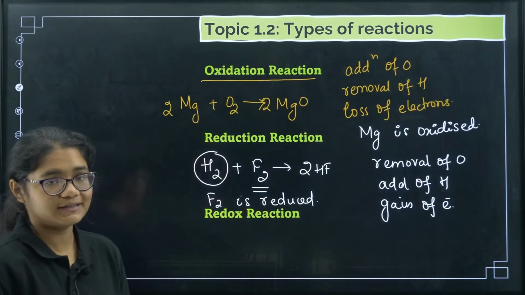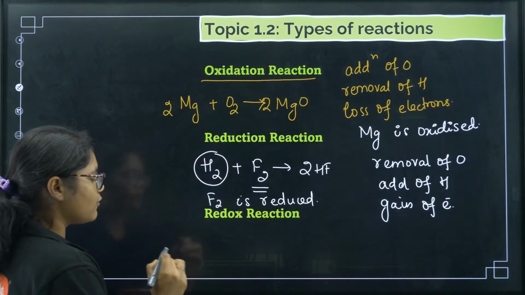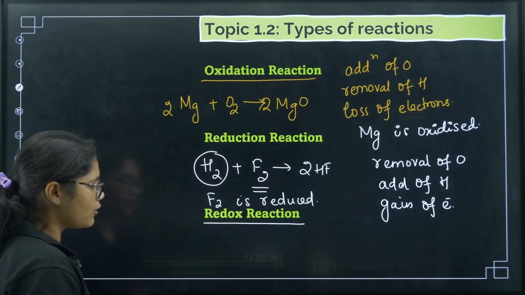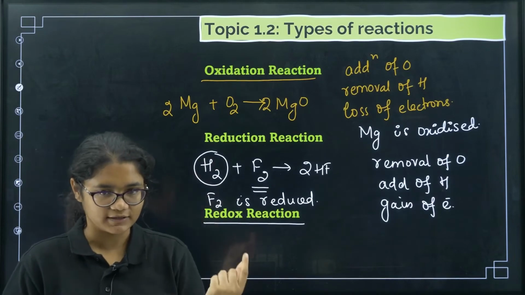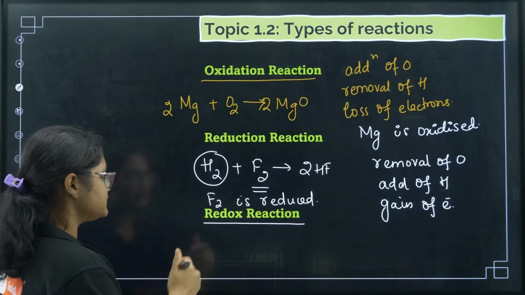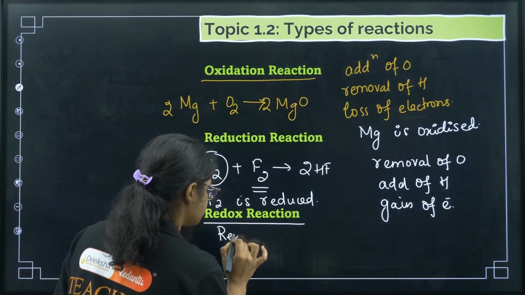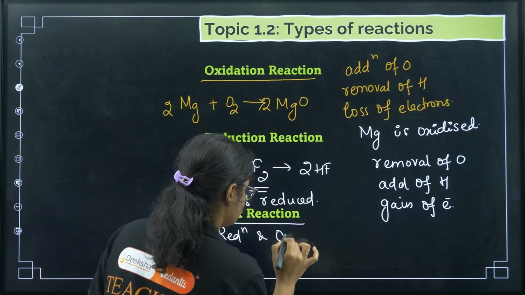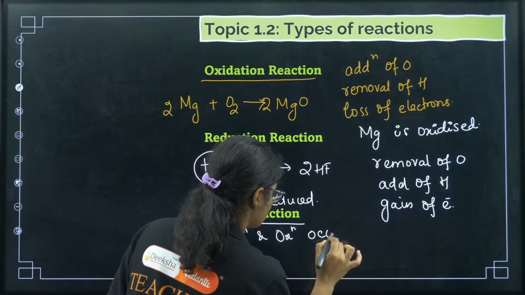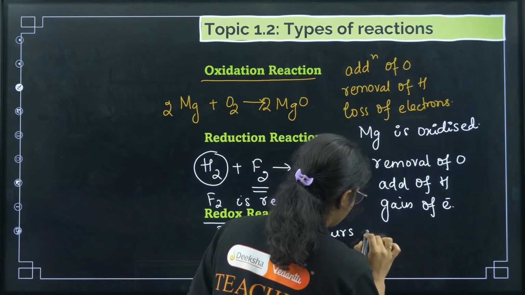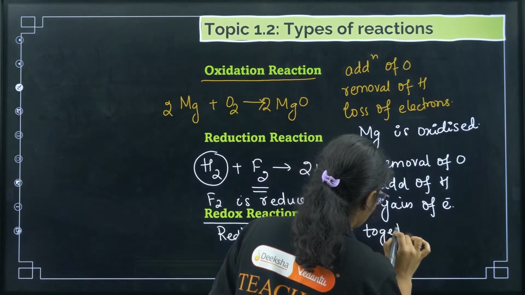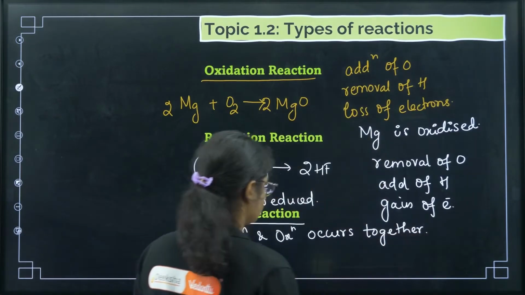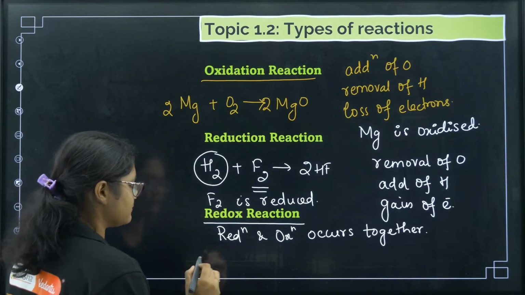Okay, fluorine is reduced. Now let us see what a redox reaction is. From the word you can see it is made up of two words, reduction and oxidation. So what is a redox reaction? If reduction and oxidation occur together, then we call it a redox reaction. Now let us see an example for this one.